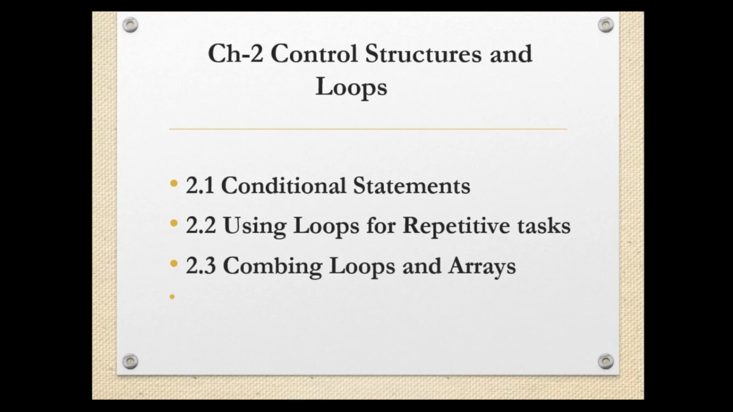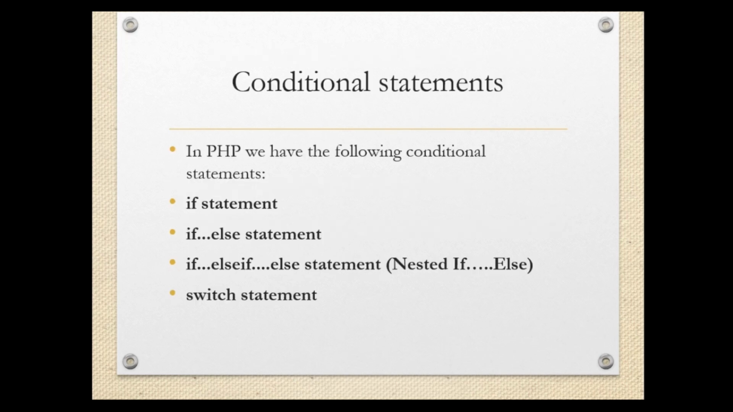So students, today we are starting with chapter number 2 of PHP, that is control structures and loops. The table of contents of this chapter is conditional statements, using loops for repetitive tasks, and combining loops and arrays. So one by one we will see these points.